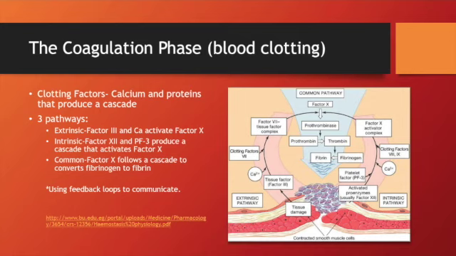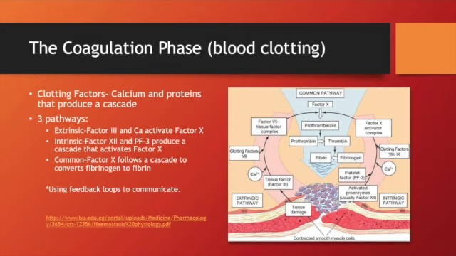30 seconds after the injury takes place, the coagulation phase, or blood clotting, begins. There are several important factors that are vital to the clotting process, and these are known as clotting factors, or procoagulants. Most of the clotting factors are enzymes that take place in a cascade, which enables fibrinogen to become fibrin and allows for a clot to form.